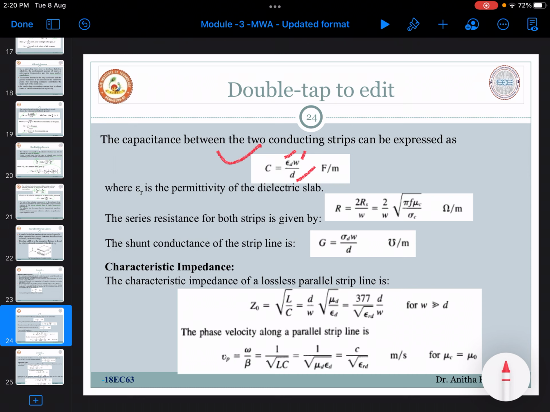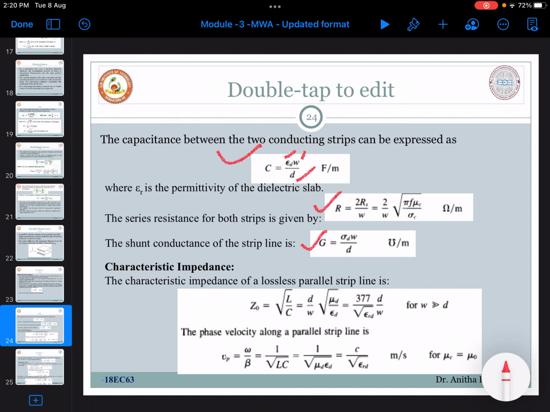Now, if it is not lossless but lossy, then R and G can't be neglected. You can represent the R value as 2 into Rs by W, where Rs indicates the skin resistance or surface resistance.